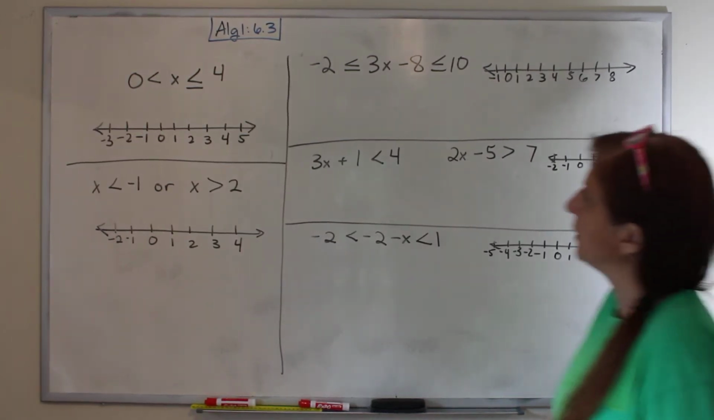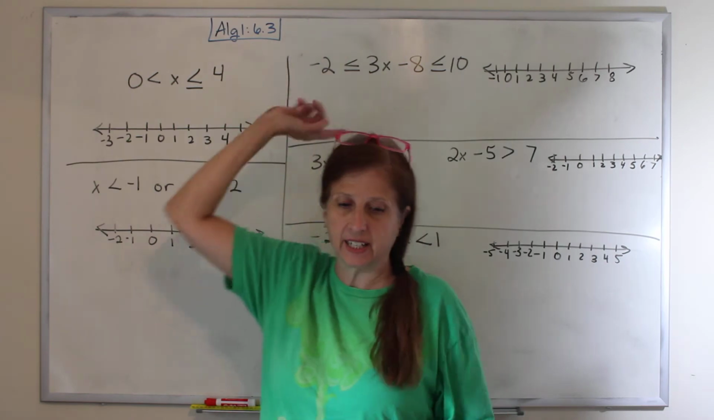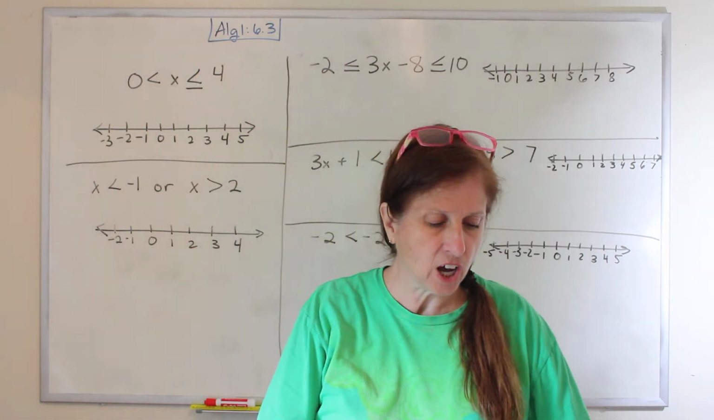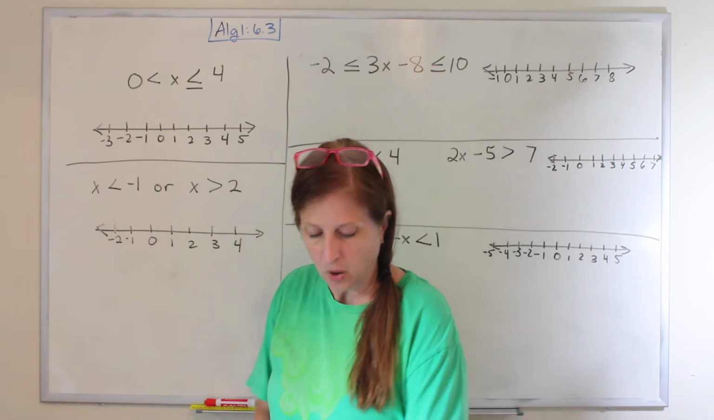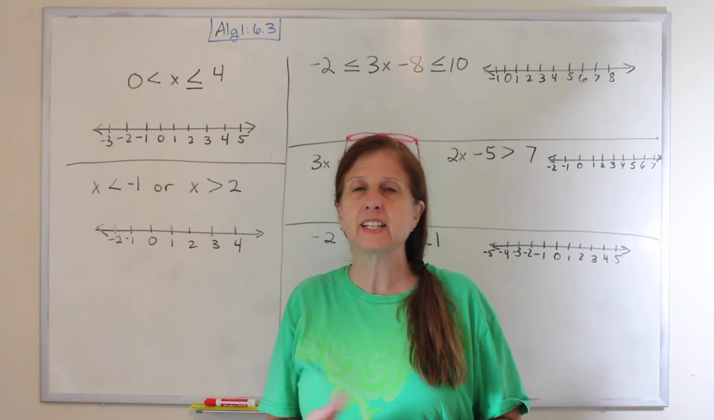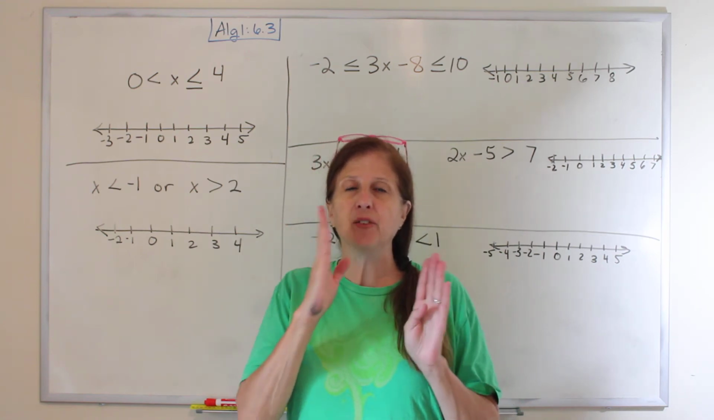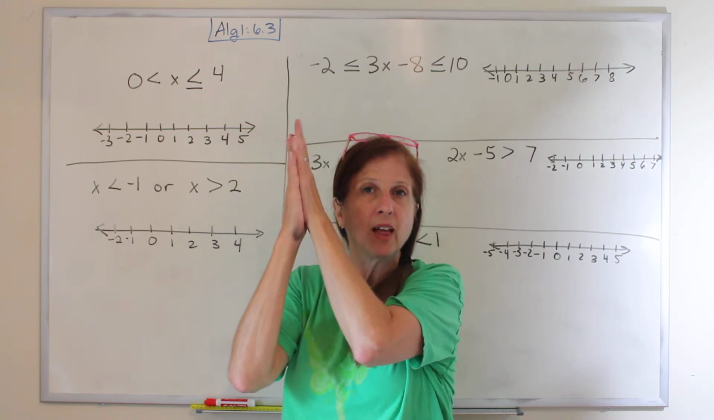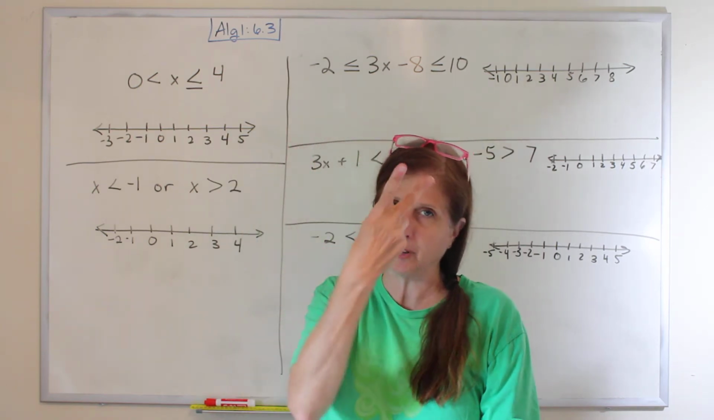Welcome back to Algebra 1, Chapter 6, Section 3 in this book, Solving Compound Inequalities. So, we've been learning that you solve inequalities just like equations, except for one rule. If you multiply or divide both sides by a negative number, you flip it. Okay? You flip it around.